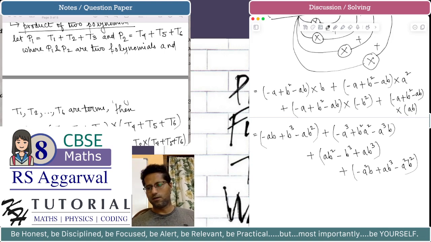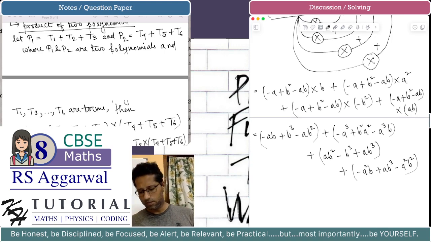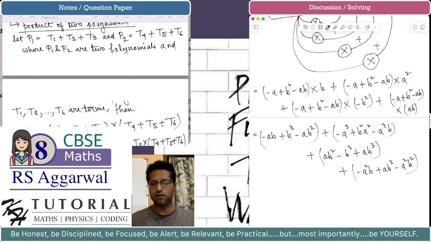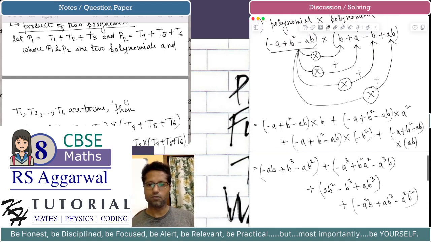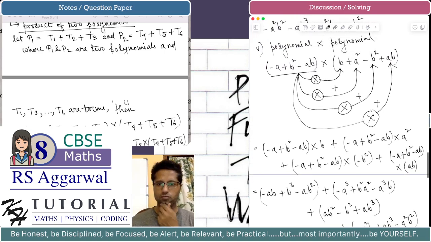So now you have all the terms. You have to add up the like terms and do further simplification, which I will not do. I hope you know how to do that. You have to group the like terms and add them up. So I hope you understood how we multiply two polynomials or find the product of two algebraic expressions.